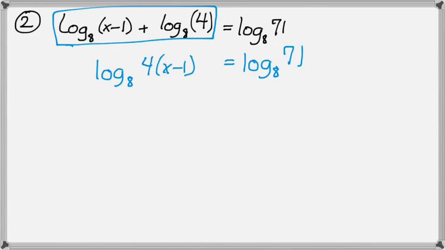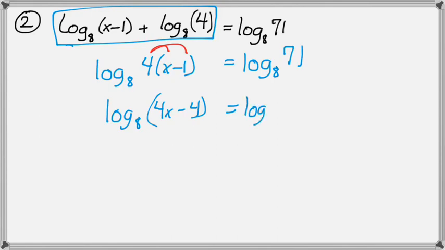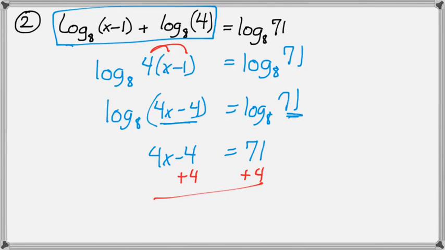Now we need to distribute to both parts. So log base 8 of 4x minus 4 is equal to log base 8 of 71. Now we set these two pieces equal to each other. 4x minus 4 is equal to 71. Solve the equation. Some of these equations are going to be linear based and some are going to be exponential, so just be patient, be prepared for either way.